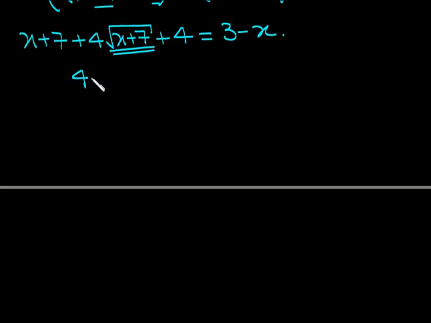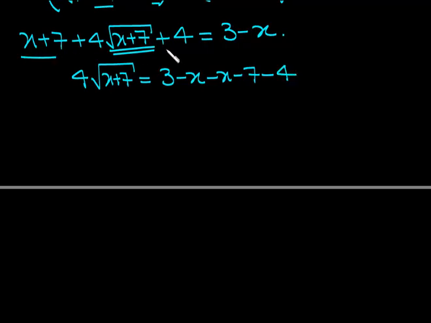So we have 4 square root of x plus 7. I'm going to move everything else to the right, so we get 3 minus x, that's already on the right. Then I'm going to move the minus x, minus 7, minus 4. So I'm moving these 3 terms to the right. So we get 4 square root of x plus 7 is equal to negative x times negative x gives you minus 2x. And then when you add all the numbers, you get negative 7 and negative 4 is negative 11, plus 3 is negative 8. So that's what we end up with.